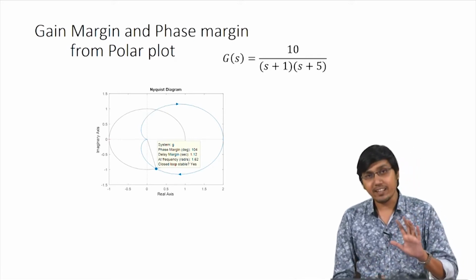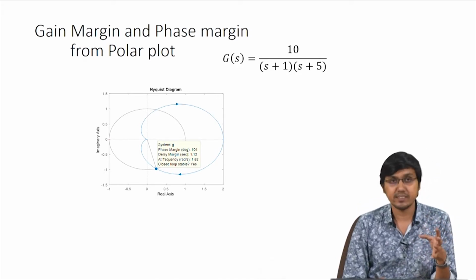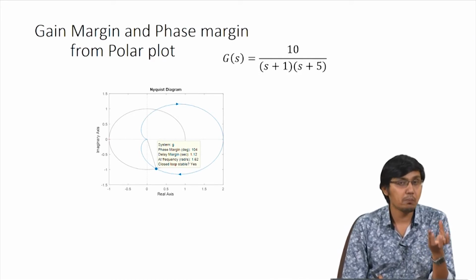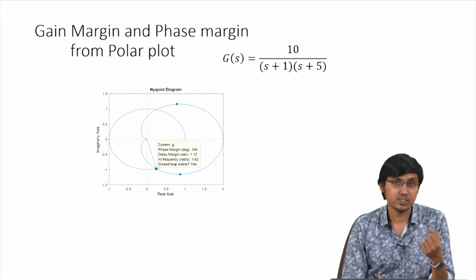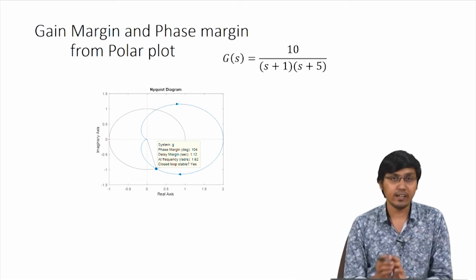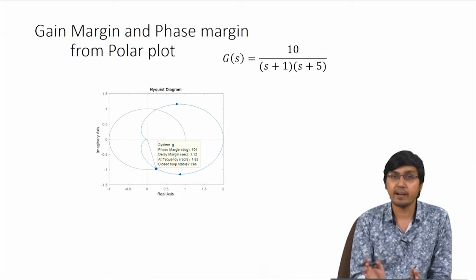Okay, when we did the Bode plot, we were talking about gain margin, phase margin, etc. The interest might be that from this polar plot or from this Nyquist diagram, I should still be able to figure out the gain margin and phase margin. It's very simple: the same concept and ideas that we used in the Bode plot, we are going to apply here.